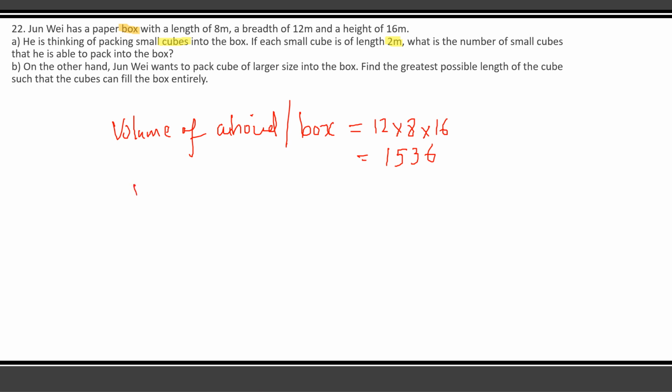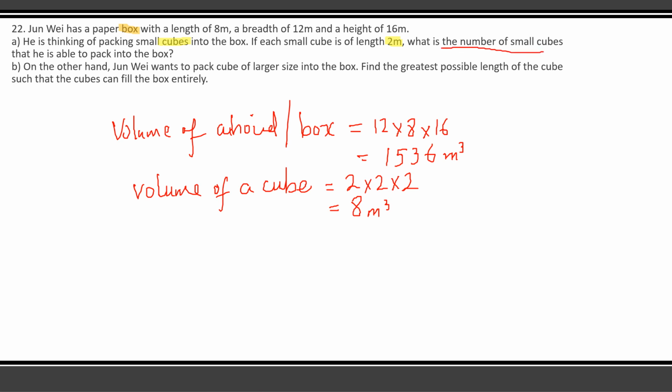1536. Now next we need to find the volume of a cube, right? He wants to pack inside the box, right? So that will be 2 multiplied by 2 multiplied by 2, because all the sides are the same, and the formula for volume of a cube is L cubed, right? That is L multiplied 3 times. You will get 8. In this case the unit is meter cube, and in this case also it is meter cube.